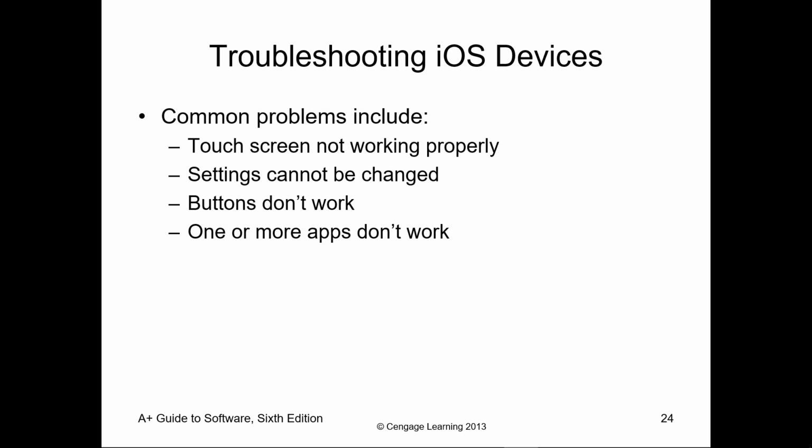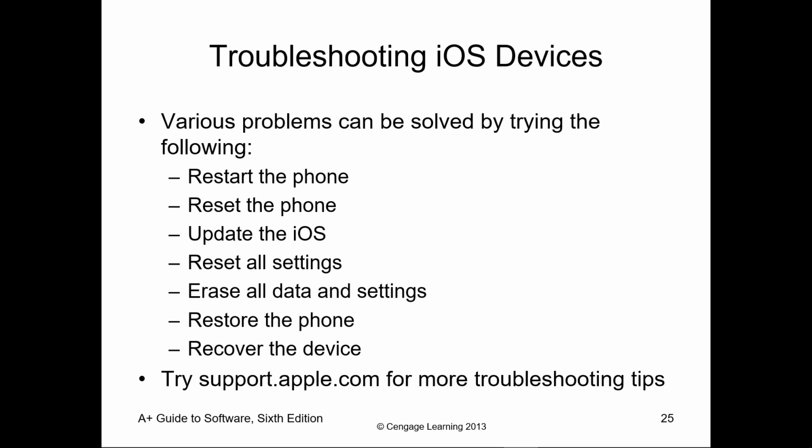Common problems: touchscreens, buttons stop working, apps stop working, malware on your phone. Those are all big things. So how can we start troubleshooting these? Restart, reset, update, restore. Those are the big ones. Restart your phone. Try updating your phone. If all else fails, try to reset or restore your phone.